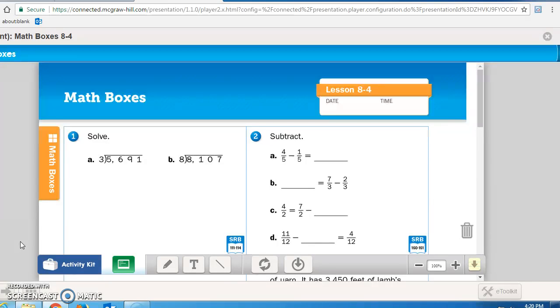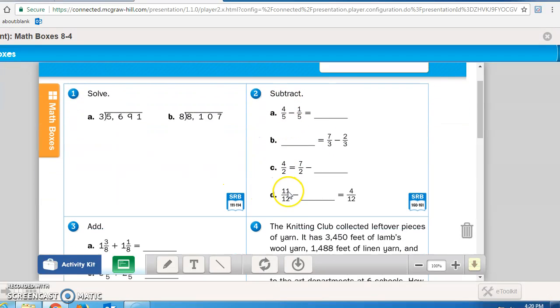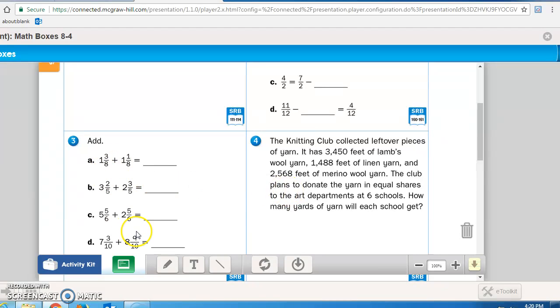Math Journal page 284 is math boxes, and you're looking at some division problems here, which you can divide any way you want, traditional method, partial quotients. You need to subtract some fractions. You need to add some fractions. Math box 4 says the knitting club collected leftover pieces of yarn. It has 3,450 feet of lamb's wool yarn, 1,488 feet of linen yarn, and 2,568 feet of merino wool yarn.